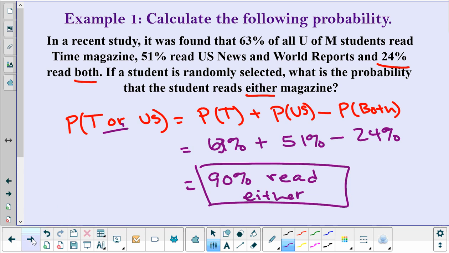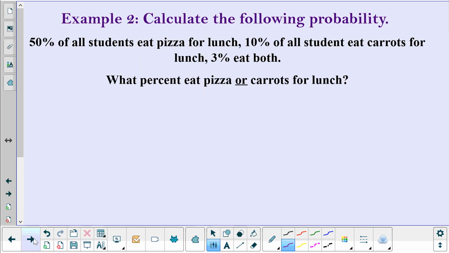Okay, let's take a look at the next one, example 2. 50% of all students eat pizza for lunch, 10% of all students eat carrots for lunch, and 3% eat both. What percent eats pizza or carrots? So I'll use my son as an example here. He's definitely a kid who would eat both. He would love to have pizza for lunch, but he also eats carrots for lunch pretty much every day. He likes carrots. So if he gets counted in this 50%, but he also gets counted in this 10%, that means that we counted him twice.